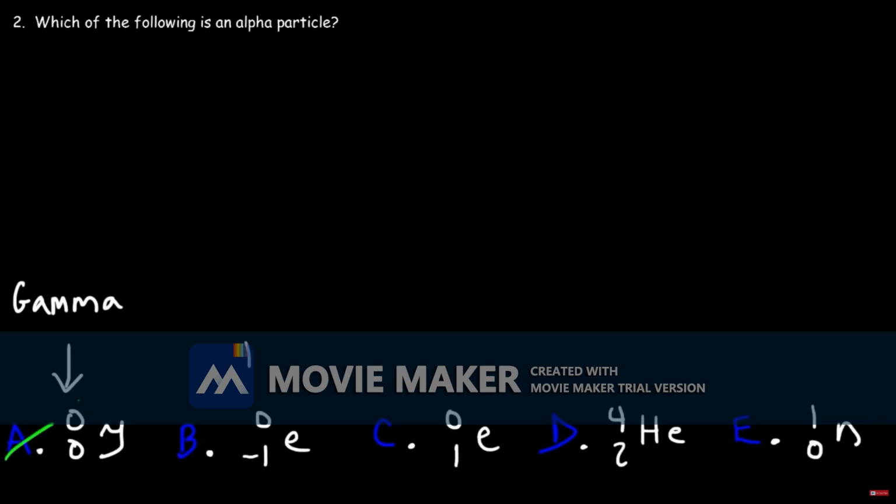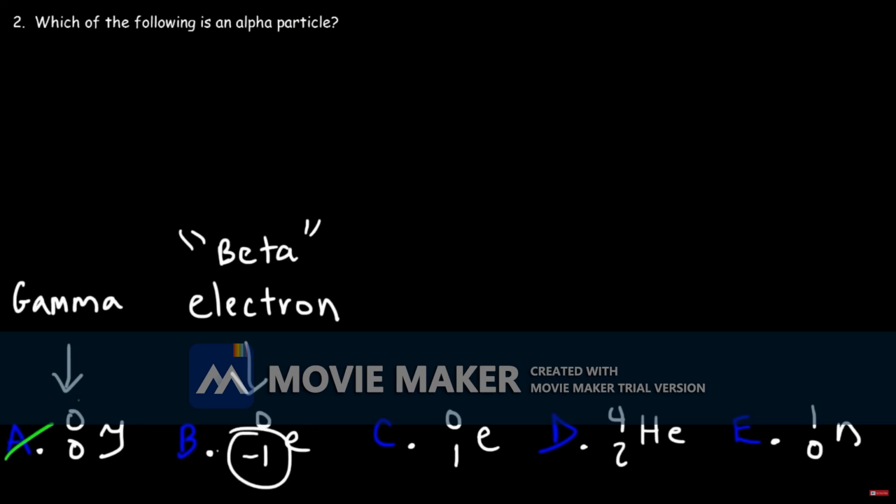Now B represents an electron, also known as a beta particle. It has a mass of virtually zero relative to protons and neutrons. It's very light, and its charge is -1. Next, we have the antiparticle of an electron, known as a positron. The positron has the same mass as an electron, but with an opposite charge. The charge is +1 as opposed to -1.